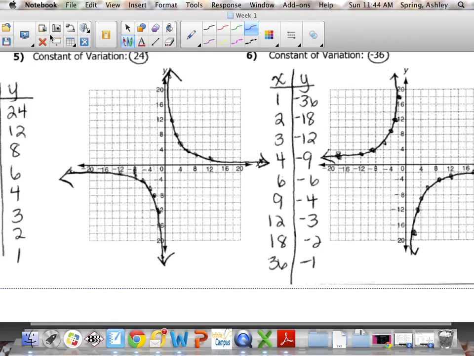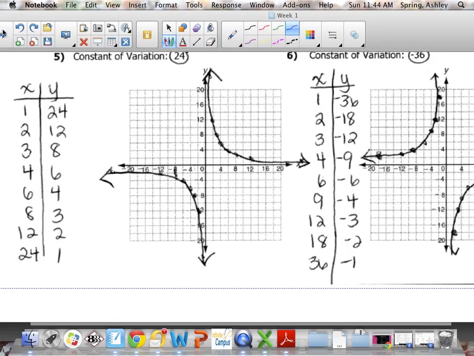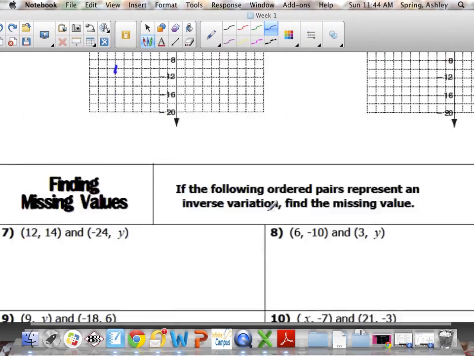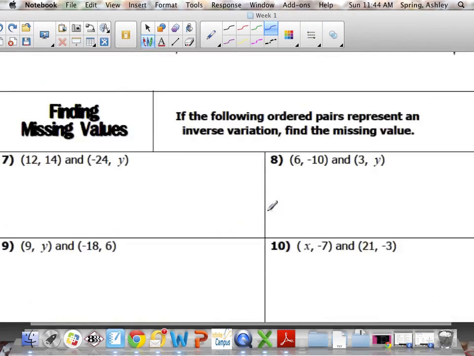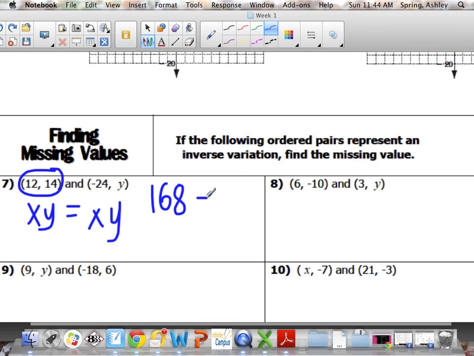All right, we got one more thing in this lesson, and that is how do you find a missing value? And really, there's not a whole lot to it if you understand that the product of x and y is always going to be equivalent in inverse variation. So if I know that these ordered pairs will both have the same product, I can really easily find a missing value. If I multiply 12 and 14, I get 168.